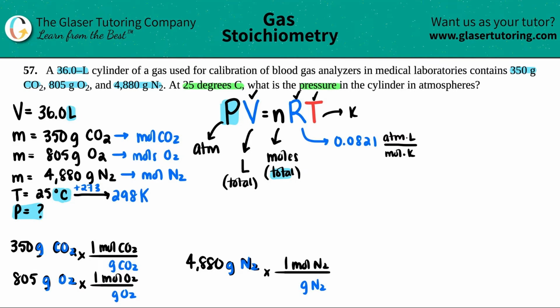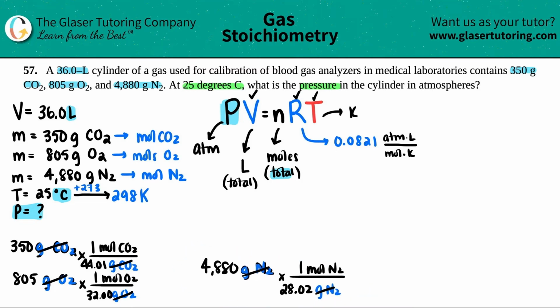So let's see. CO2 would be 12.01 plus 32. So 44.01. O2 is just 32. And then N2 is 28.02. Okay. Cancel these out. The grams get all canceled. Goodbye. And now we are left with the moles.